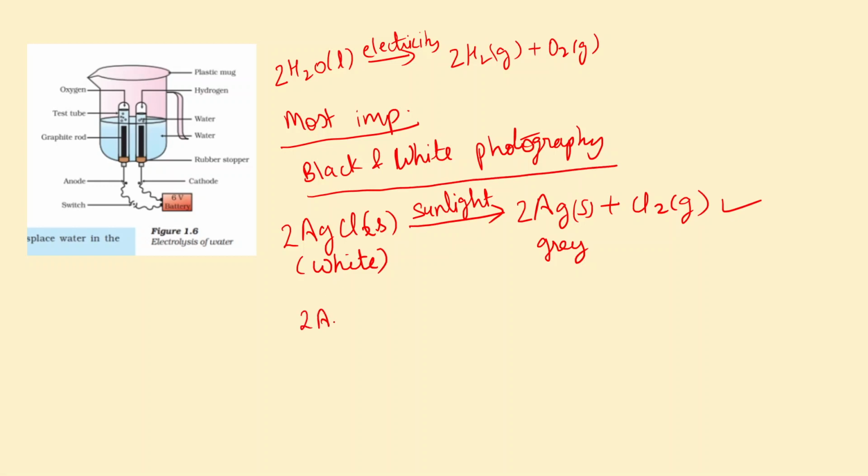There is one more reaction. Silver bromide, in the presence of sunlight, gives you silver in the solid state and bromine gas in the gaseous state. Right?